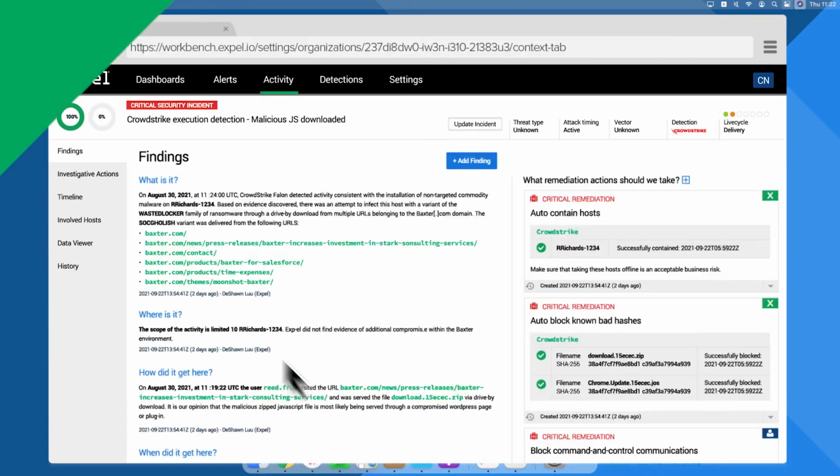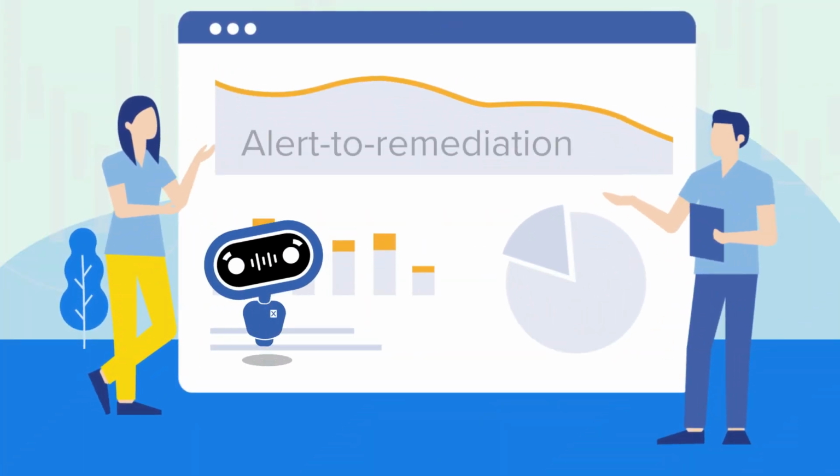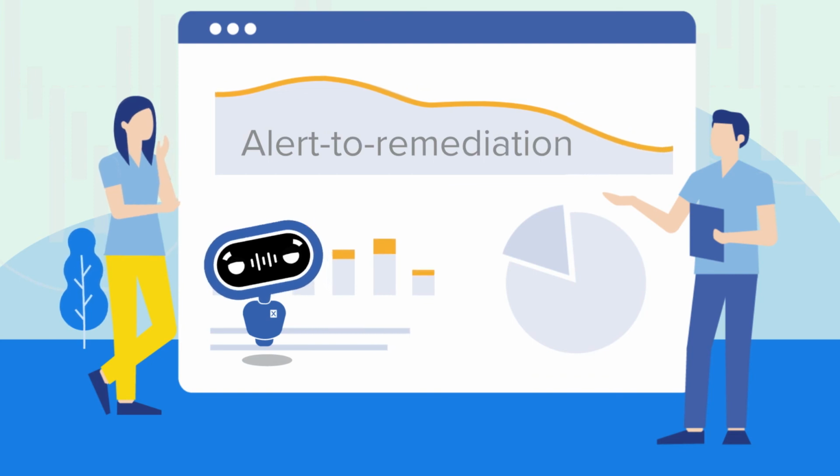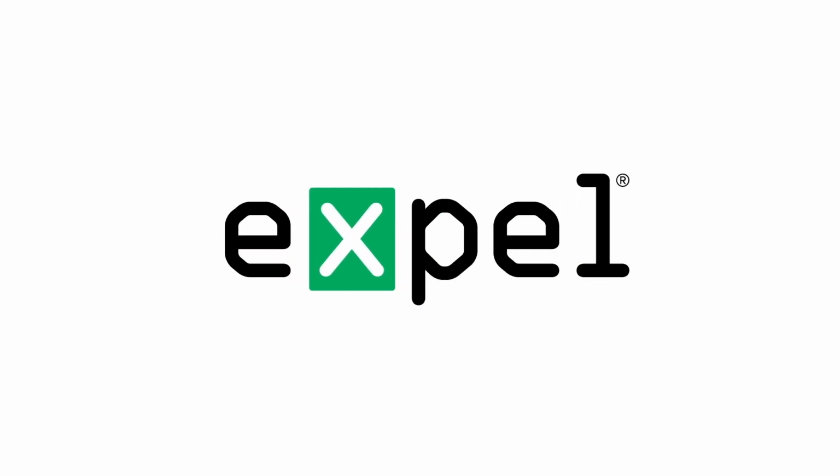And that's the inside look at how we use automation paired with human judgment to reduce alert to remediation times down to minutes. Next, learn how we arm you with metrics to help your security get better over time.